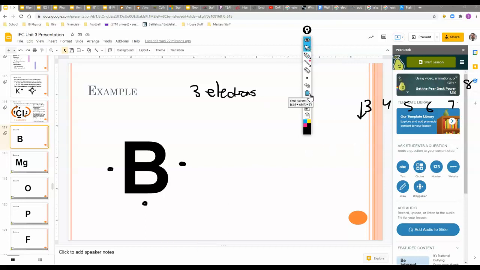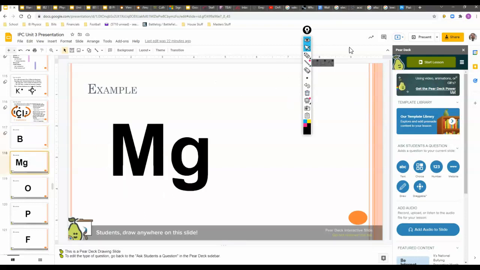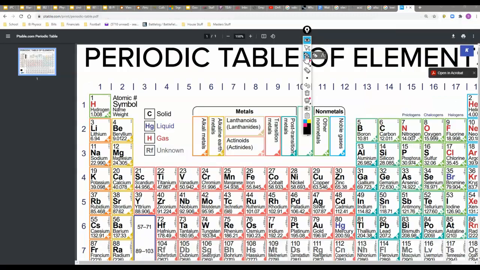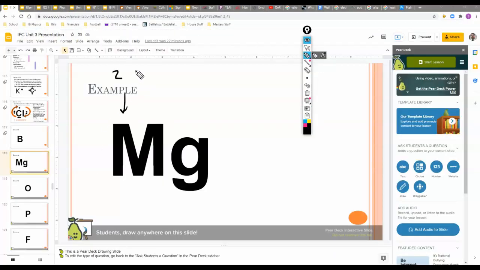Okay, so let's just do a few more examples. This example is for magnesium. So I would look at my periodic table. I would find magnesium, which is right here. And I see that it's in group number 2, so this is going to be 2 valence electrons.